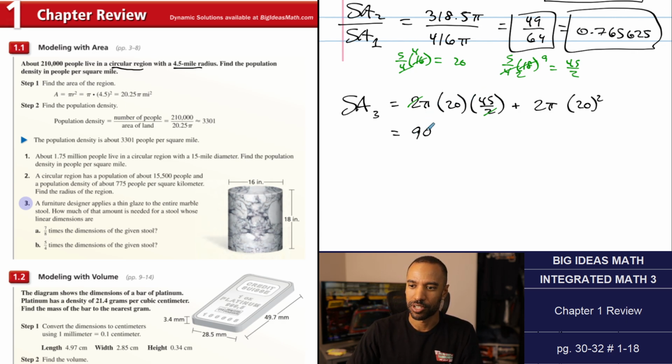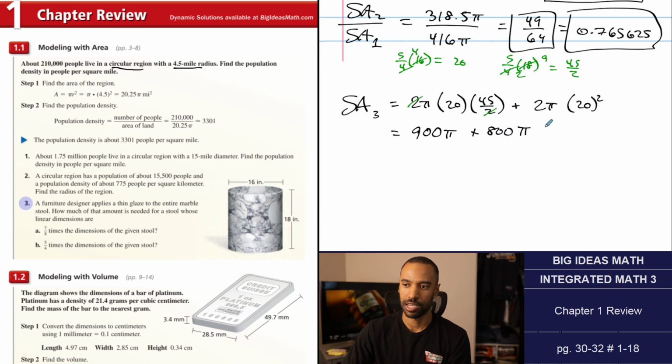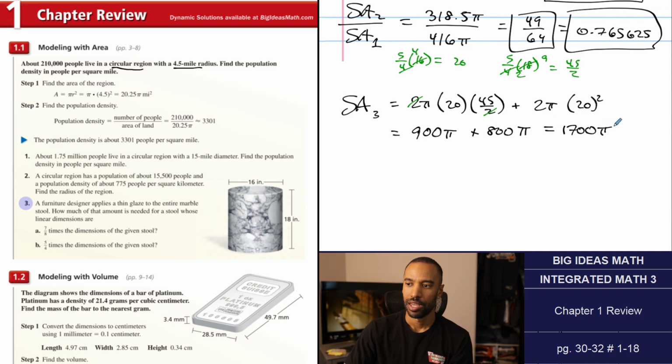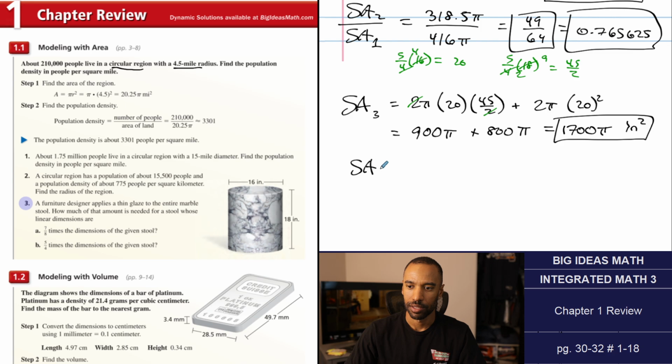20 times 45 is 900. We have 900 pi here. 20 squared is 400. 400 times 2 is 800, so 800 pi. All right. Easy numbers. Thank you. 1700 pi. So how does 1700 pi square inches compare to the original?